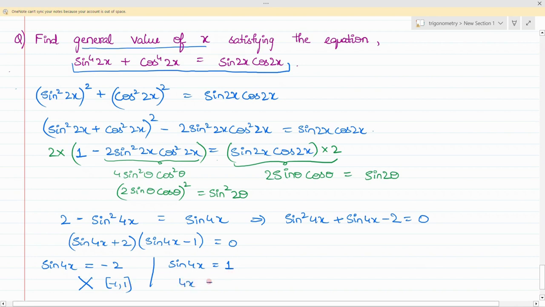Theta, that is 4x, is equal to 4n plus 1 into pi by 2. So x will be 4n plus 1 into pi by 8. So this is the required general solution for the given question.